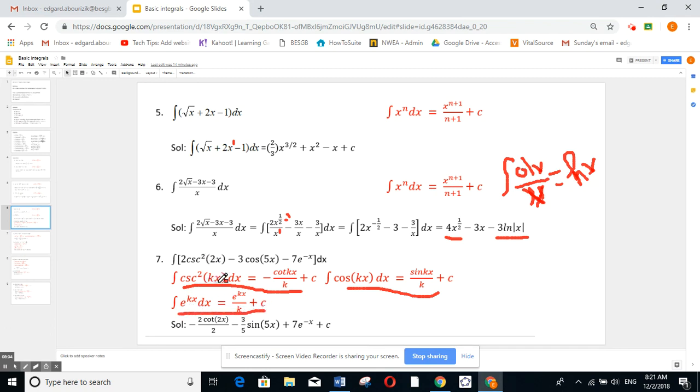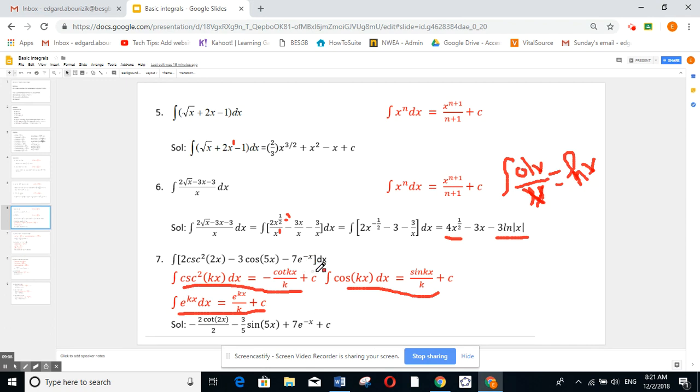If you have cosecant square kx, first of all the 2, you put it up. It will be cotangent 2x, with kx being 2x. You divide it by k. The derivative of 2x is what? 2. You divide here by 2. For this one, integral of cosine is sine. I have minus 3 outside. Sine 5x, and the derivative of 5x is 5. You divide it by 5. So you divide it by 5. The k, when you divide by it, means you divide by the derivative of the inside.